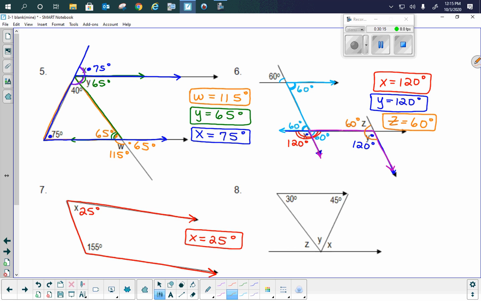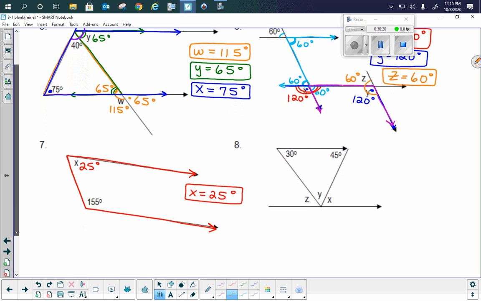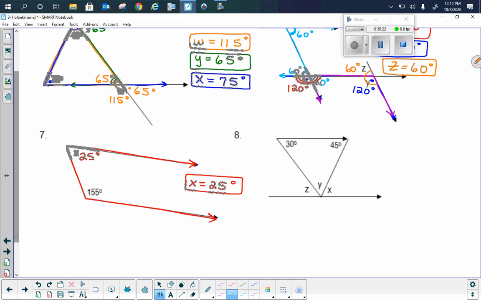All right, hopefully we're on a roll. Okay, hopefully we're on a roll together. Let's look at 8, because this type does show up pretty often.